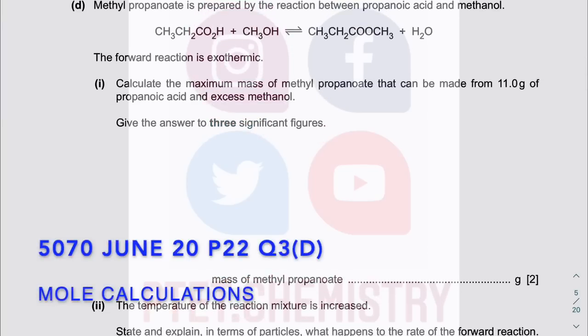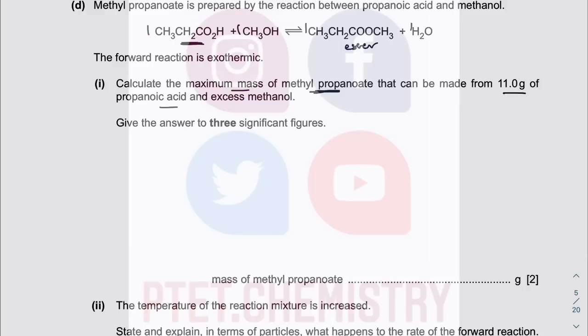So next bit is a calculation question. You should calculate the maximum mass of the ester. So this is the ester. You are given the mass of the propanoic acid. This is propanoic acid. The ratio is 1:1:1:1, meaning to say 1 mole of this reacted to form 1 mole of the ester. Your final answer is to 3 significant figures.